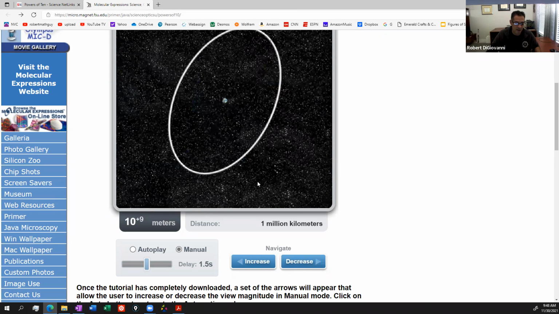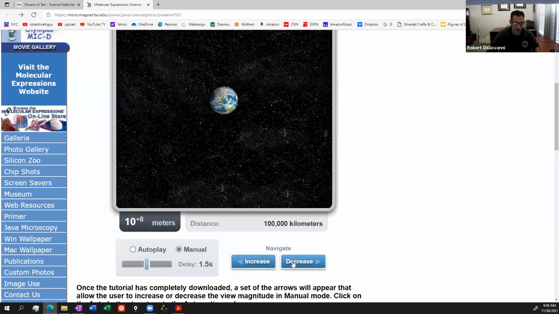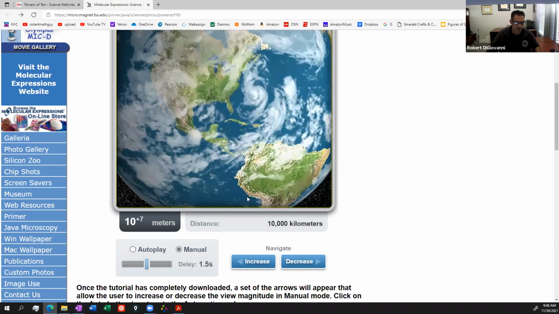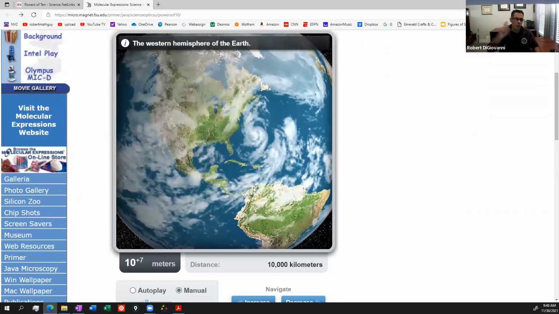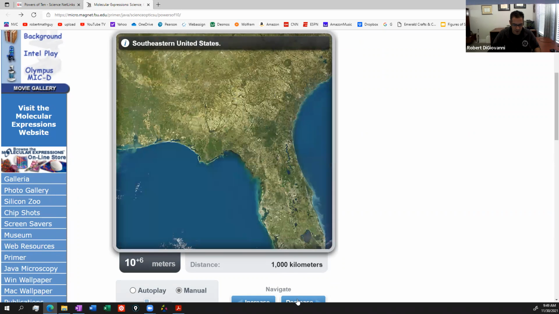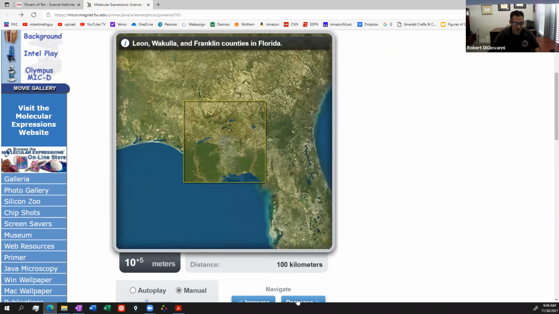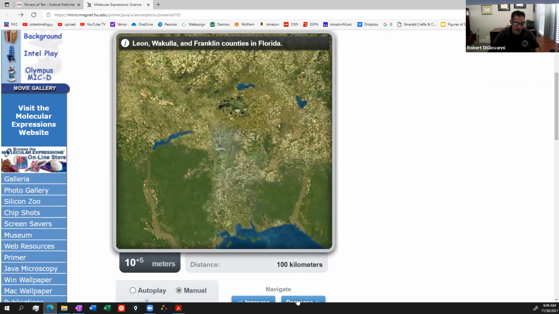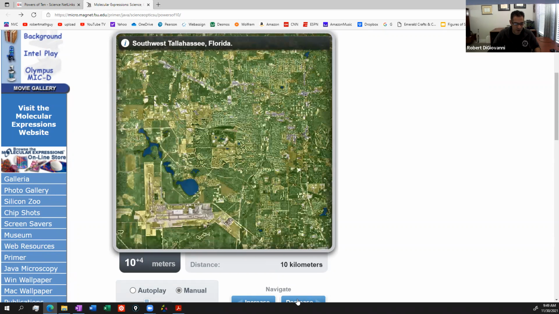10 to the 9. Okay, there's Earth. This is the orbit of the moon. Okay, there we go. 10 to the 8, we finally see the planet. All right, 10 to the 7. That's a 1 with 7 zeros. That's about how wide the planet is. Keep going. All right, here's Florida. We're zooming in. 10 to the 6th. 10 to the 5. 10 to the 4.